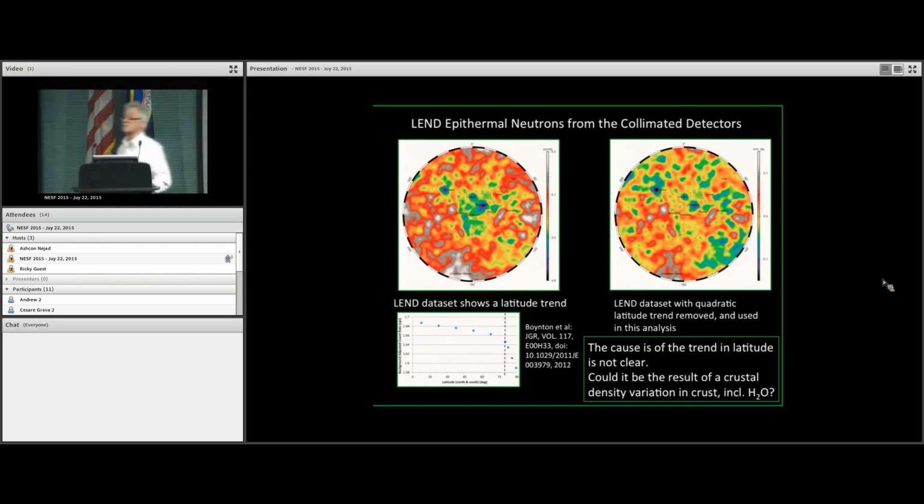Sorry, thank you. The slope across the surface here, and this is actually shown by Bill Boynton in one of his charts, and we removed that. We weren't sure that we understood what that was about anyway, but it was going to complicate the comparison with anything else. So this is the data set we're actually using.